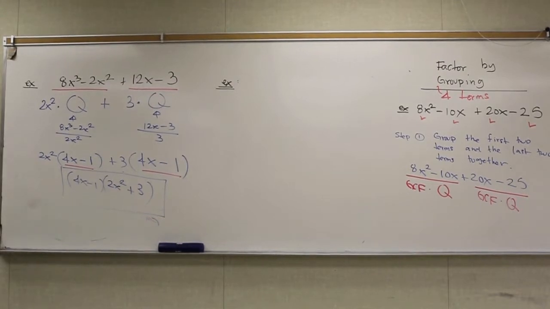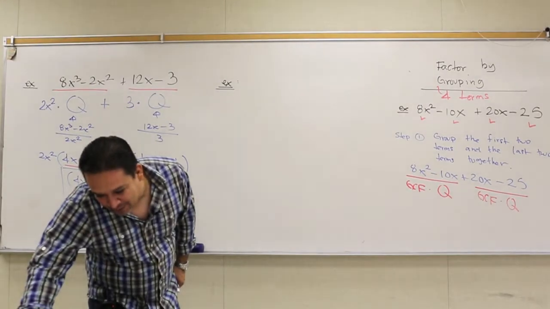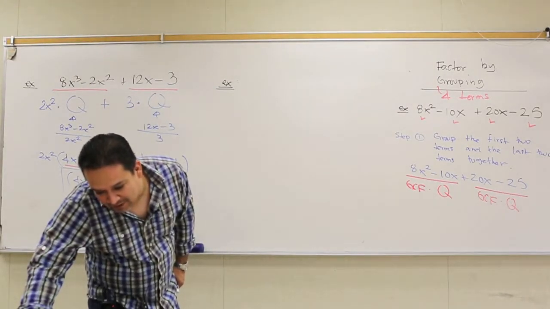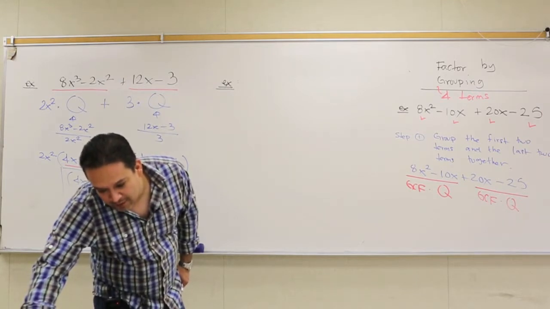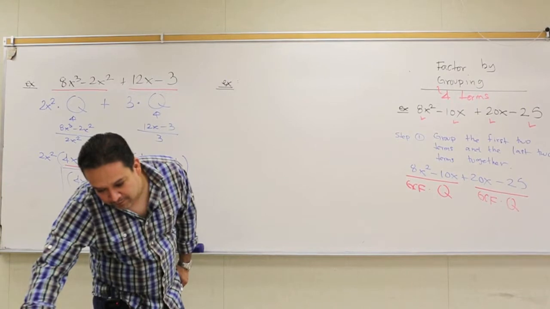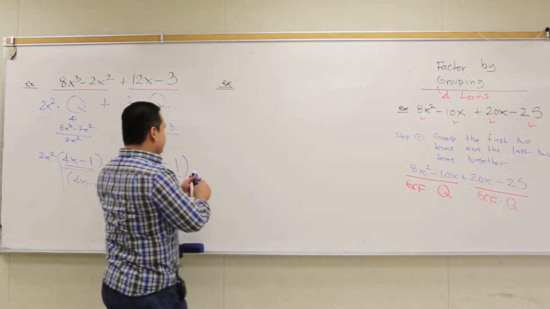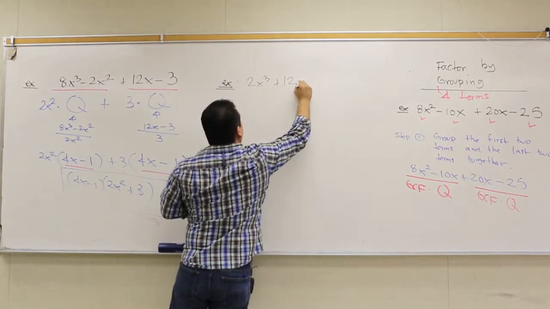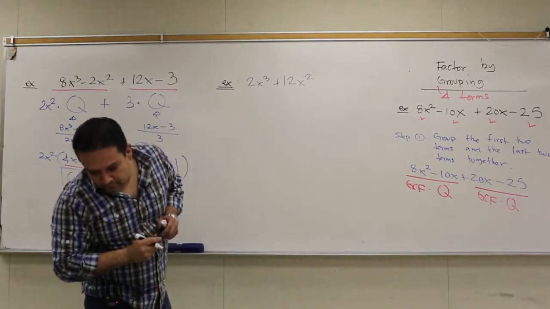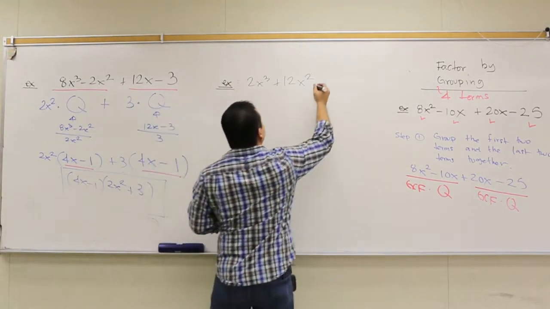Here we go. All right, here we go. Let's do some more. Factor by grouping. Should we do some easy ones or some hard ones? You want to do a hard one? Yeah. Okay, here we go. How about, that one looks really hard. How about 2x cubed plus 12x squared minus 5x minus 30.